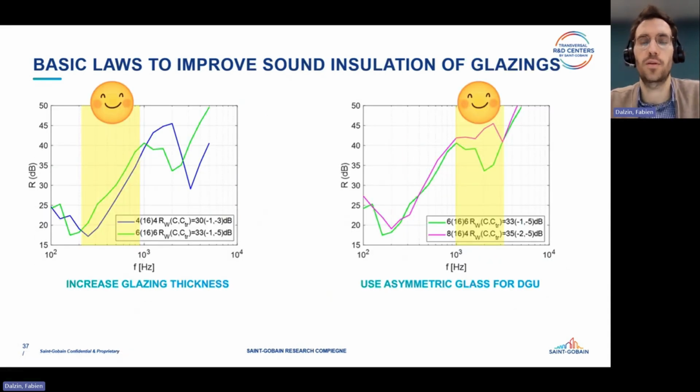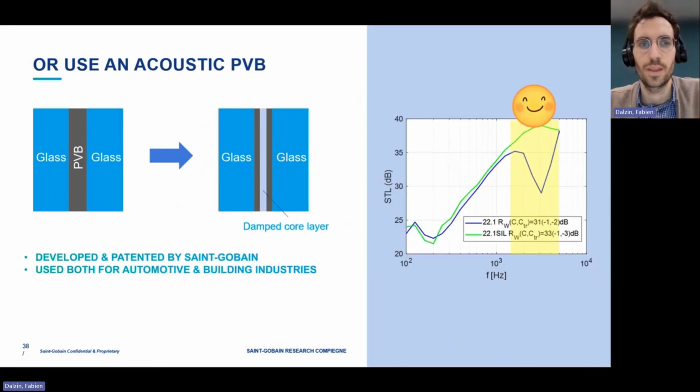Another idea to improve the acoustic insulation of an insulated glazing unit would be to increase the glass thickness, as I mentioned just before, or to use double and asymmetric glass panes with different thicknesses. Or the last option would be to use an acoustic PVB. You know that in between two glass panes, you can use a PVB to improve the mechanical resistance of the glass. Another idea is to use an acoustic PVB that improves the acoustic insulation in the high frequency.